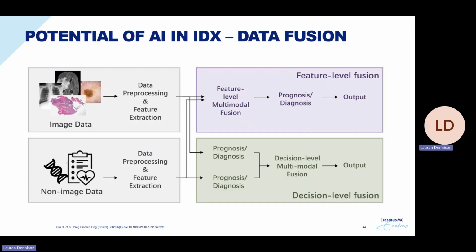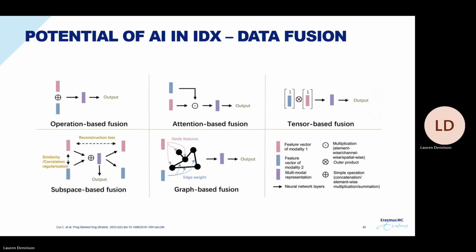But then you need to decide, are you going to fuse the data at the feature level? So you're going to look at the images themselves, or are you potentially going to fuse at the decision level, when we've compiled our report? Both are potentially possible. And then when you're designing these models, it also depends on which fusion model you want to use.